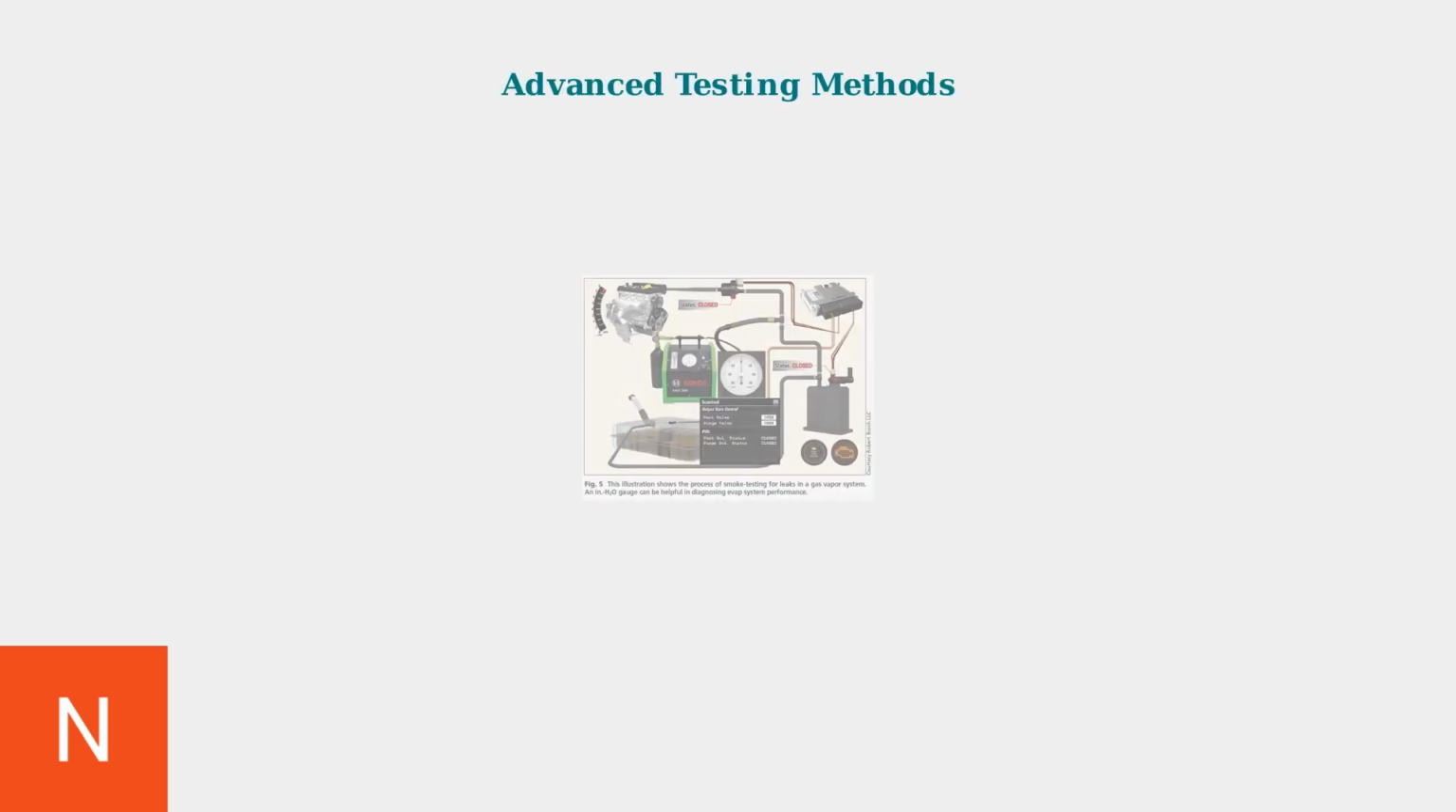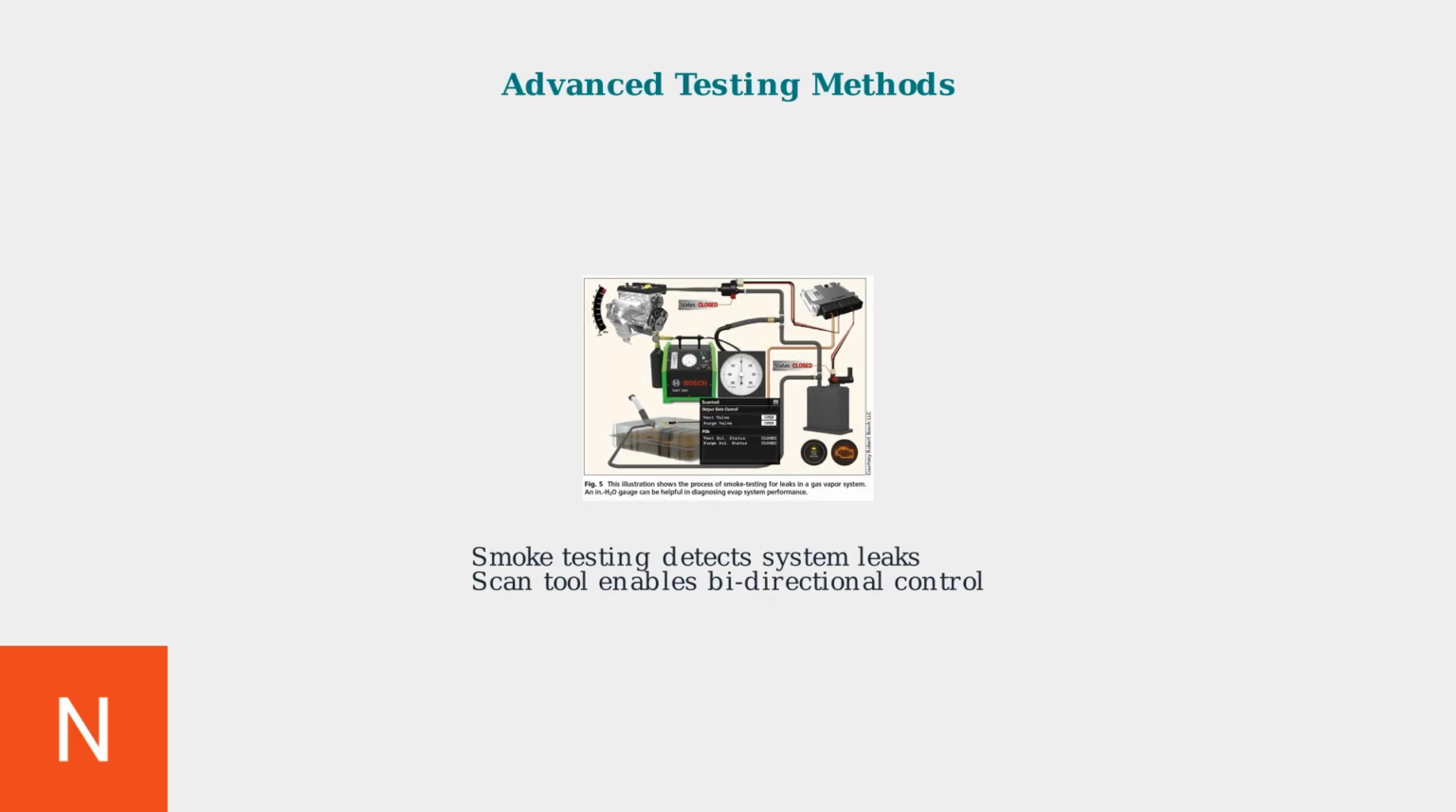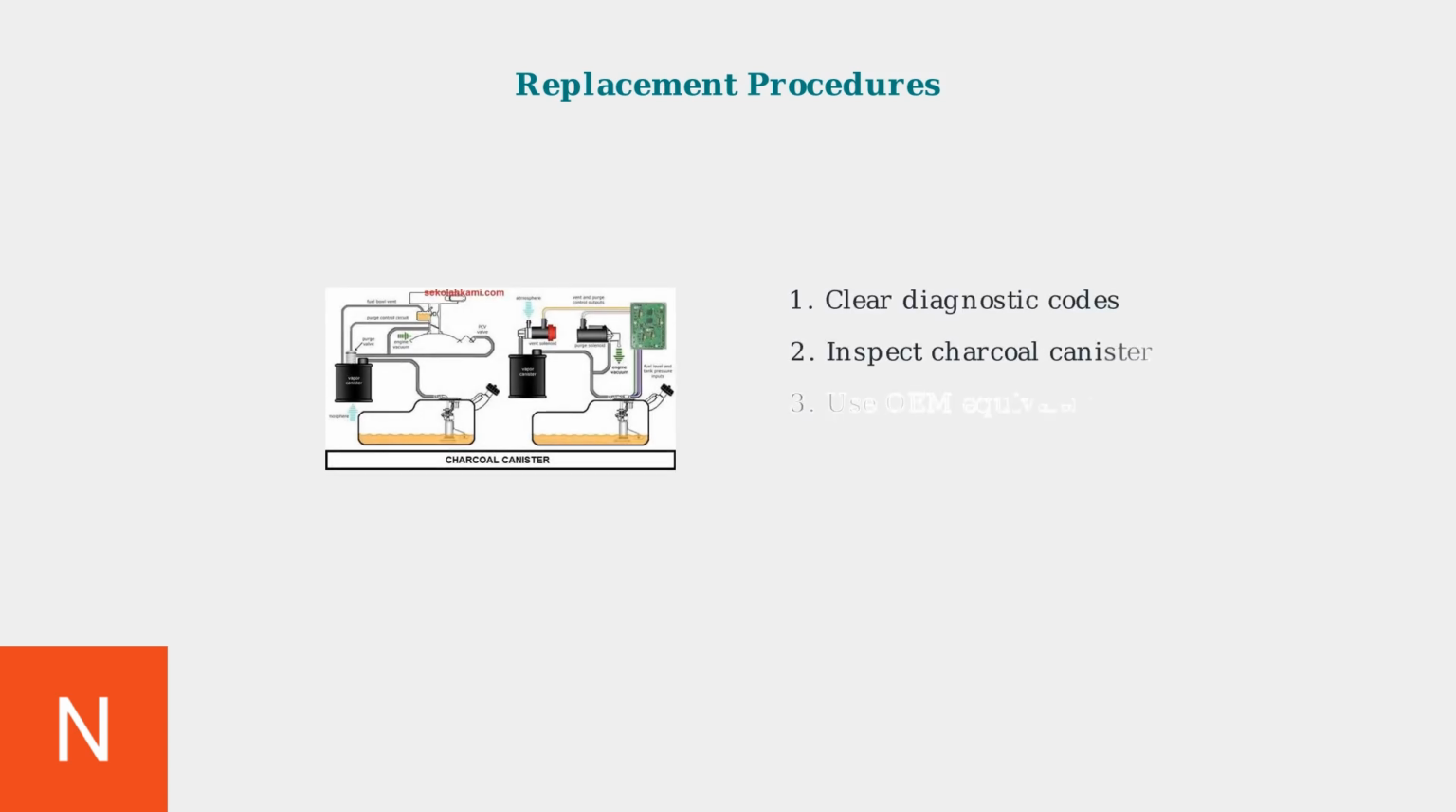Smoke testing helps detect leaks throughout the EVAP system. A scan tool can perform bidirectional control testing, allowing you to command the solenoid on and off while monitoring system response. When replacing the solenoid, follow these critical steps. Clear all diagnostic trouble codes, inspect and clean the charcoal canister, use OEM or OEM equivalent parts for reliability, and perform a complete EVAP system leak test after installation.